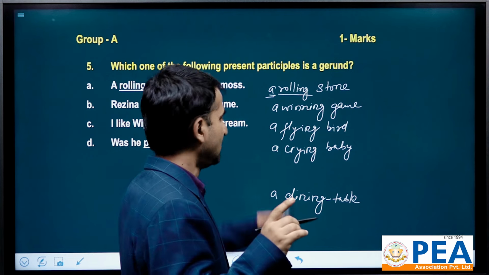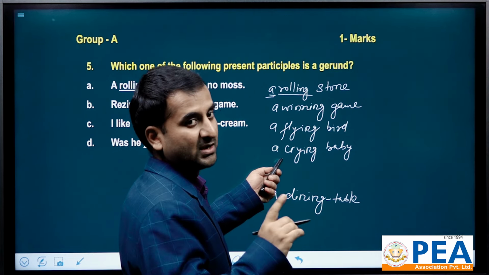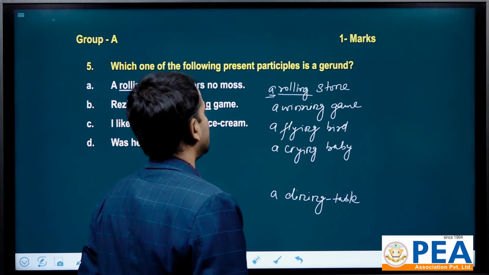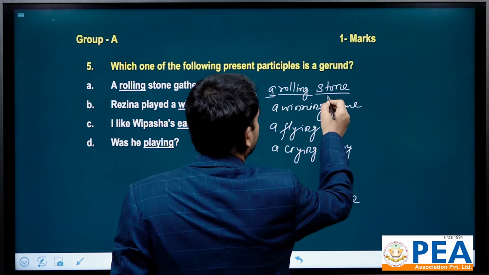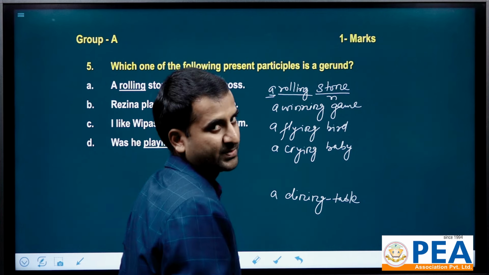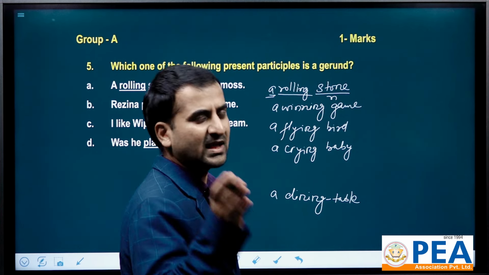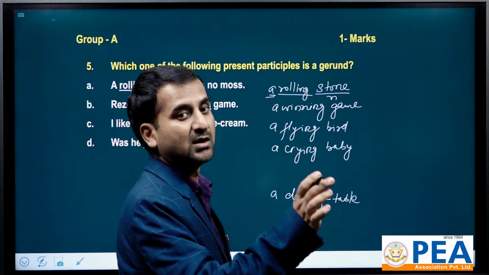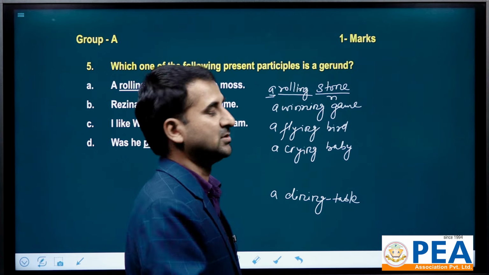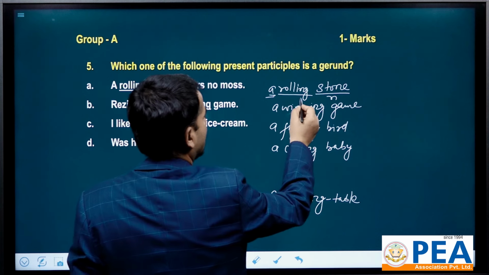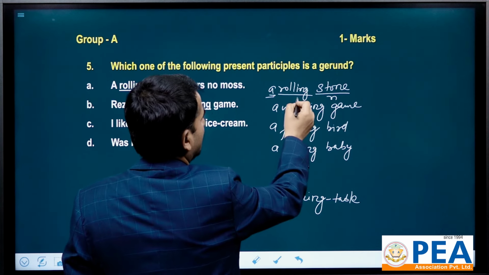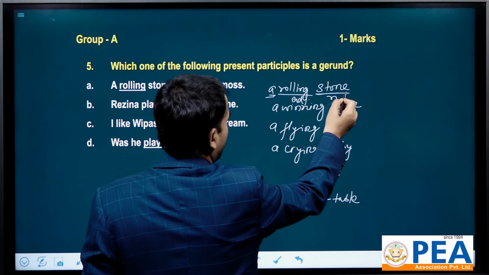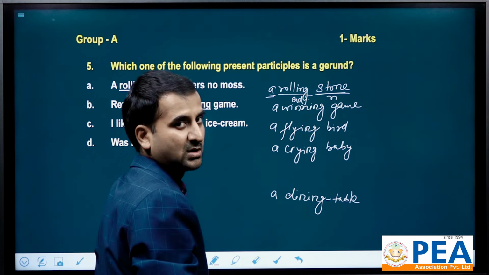First condition is: am, is, are, was, were, be, been, any of them has not come here. And another condition: an adjective always takes a noun after it. There should be a noun after it. Like an intelligent person, the noun person has come after the adjective intelligent. A beautiful girl, girl has come after the adjective beautiful. Here also we see the same thing. This one is an adjective. If it is an adjective, it must take a noun after it and be verbs should not come before it.